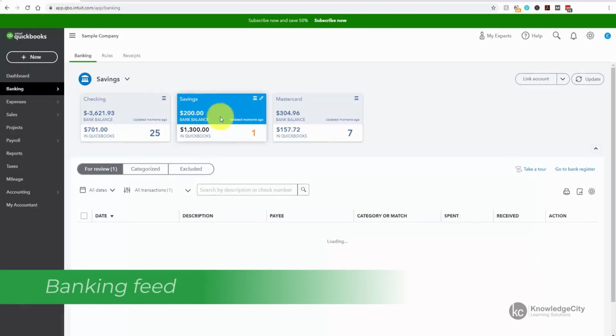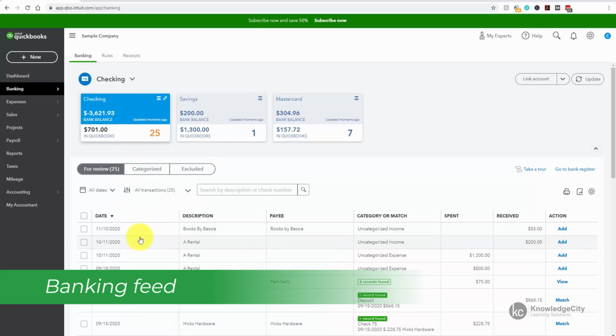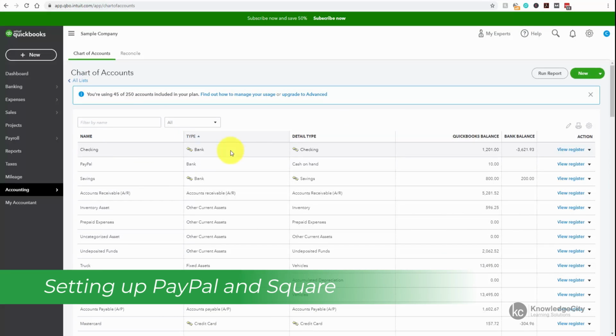We're also going to be looking a lot at some of the banking features in QuickBooks. One of the things that a lot of people want to do is they want to use the bank feed option in QuickBooks. We are going to go through that, how to set it up, but we're also going to talk about some reasons you may not want to use it. We'll be looking at how you set up PayPal and Square because those are actually bank accounts that you want to set up and use just like you would a regular checking account that you might have at your business.